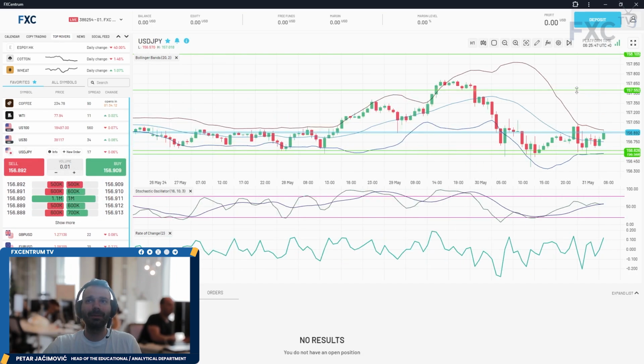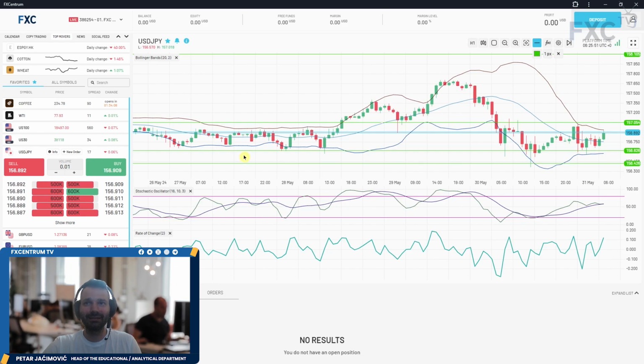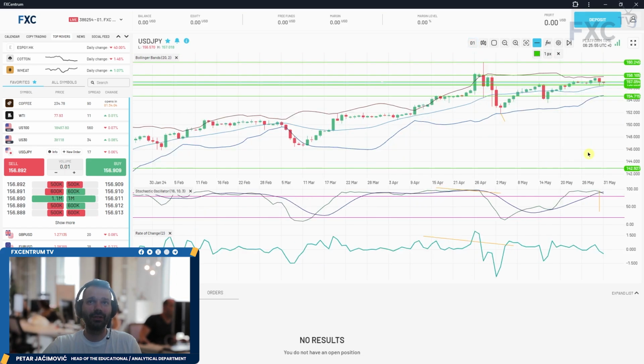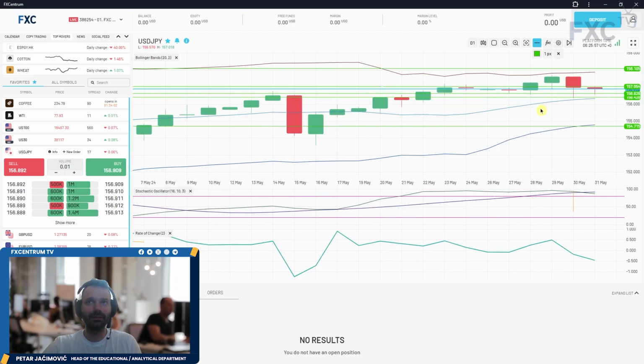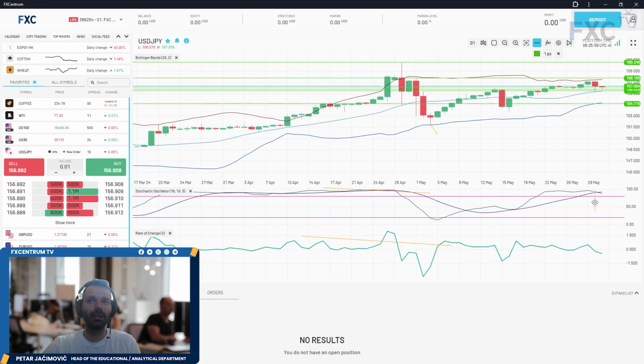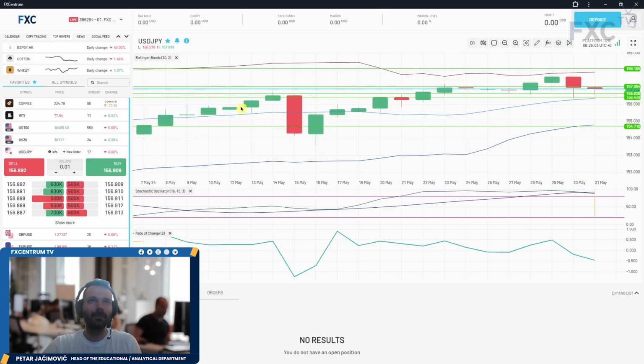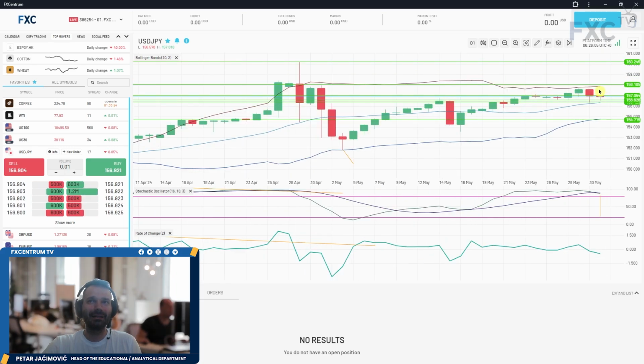Now we have USD Japanese yen. So the market is now building consolidation in the last, let's say, 20 hours, and this might be the change in behavior. So let's take a look. You can see the middle Bollinger Band is holding well. There is a fresh bear cross on stochastic, but still the market is in an upside cycle.